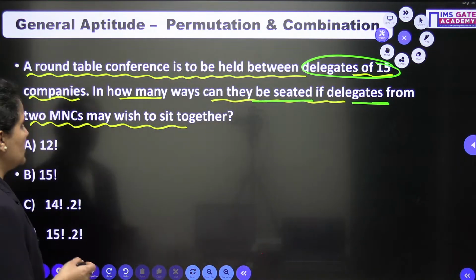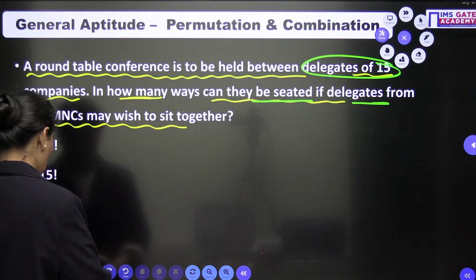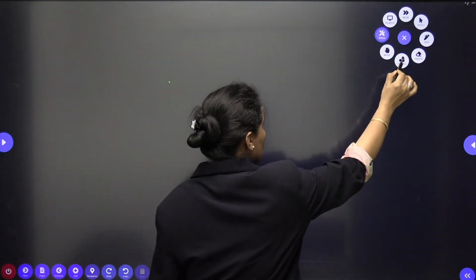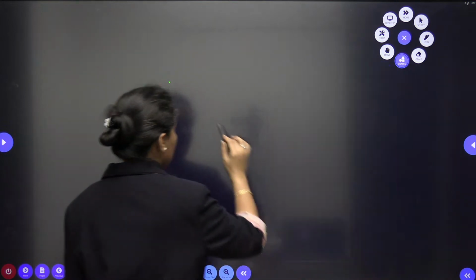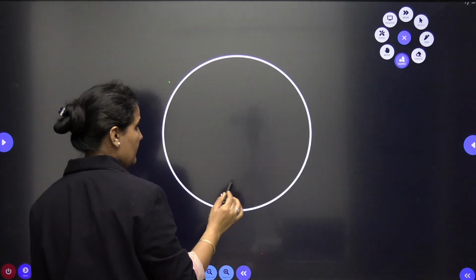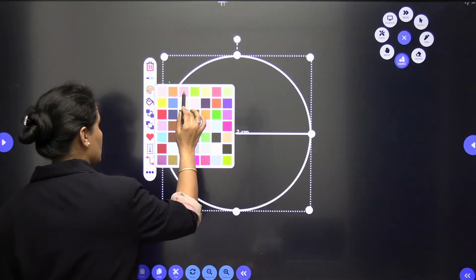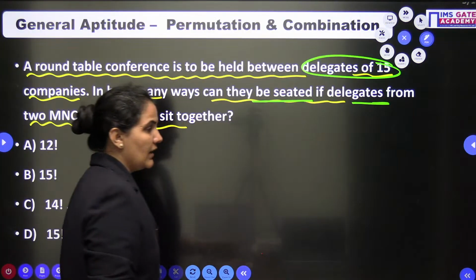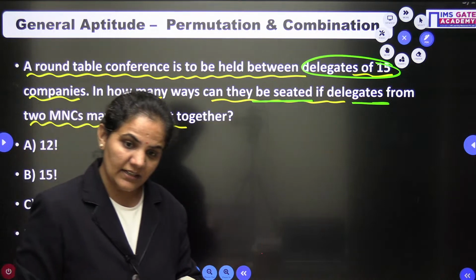So, very simple question. What is it saying? 15. First of all, if you are talking about the round table, let's make a circle so that we can understand this point very easily. So you are talking about a round table. Around the round table, as it is not mentioned that, yeah.